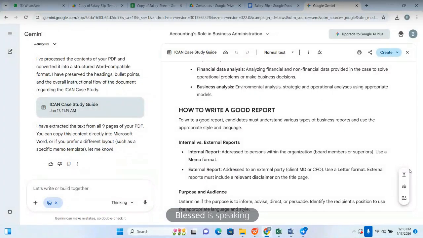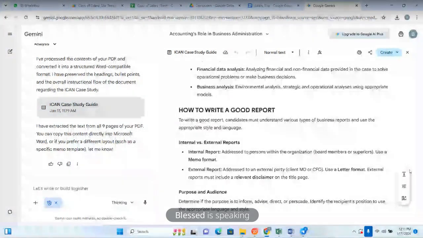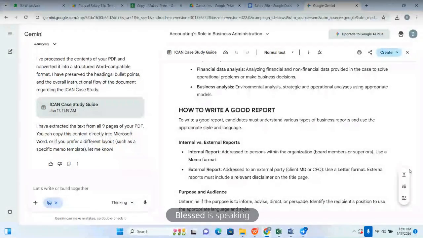That's another thing we need to watch for when we are reading our pre-seen. In your pre-seen, you will have known that this is an internal report. They will have told you, for instance, that you are reporting to the board of directors, to your manager, to your superior. It is an internal report and we use the memo format. Then we have an external report. It is addressed to an external party or client, such as the MD or CFO. Use a letter format.